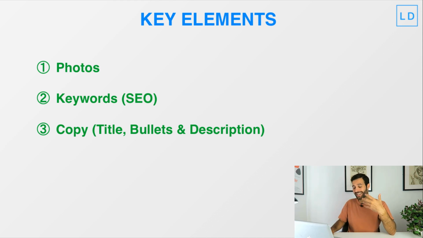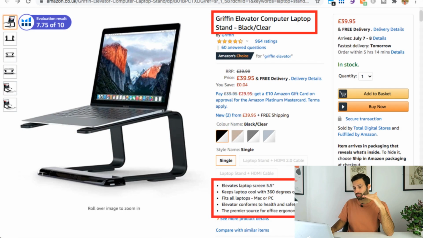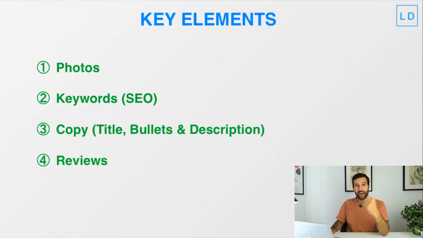And we call all of this the listing copy. So your title's right at the top of the product listing there. Then you've got your bullet points to the right-hand side of the product image. And then just out of shot, if you scroll down on this product listing, you'll come to the product description. And element number four, the final key element that you need to master to create a perfect Amazon product listing is reviews.